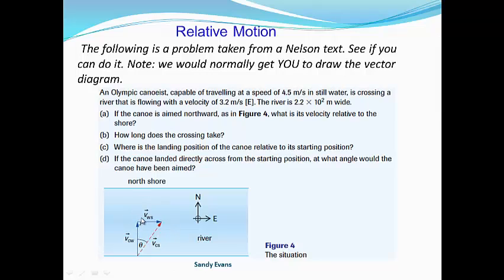And the other thing that we would expect you to do, even before you draw the vector diagram, is to write out your vector equation. So it would be VCS, or velocity of canoe with respect to shore, equals velocity of the canoe with respect to the water, plus the velocity of the water with respect to shore. These two vectors will add up to give me what direction the canoeist really ended up traveling in.